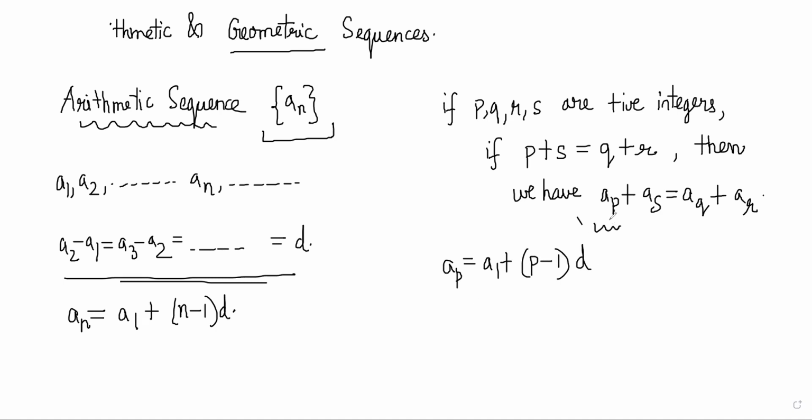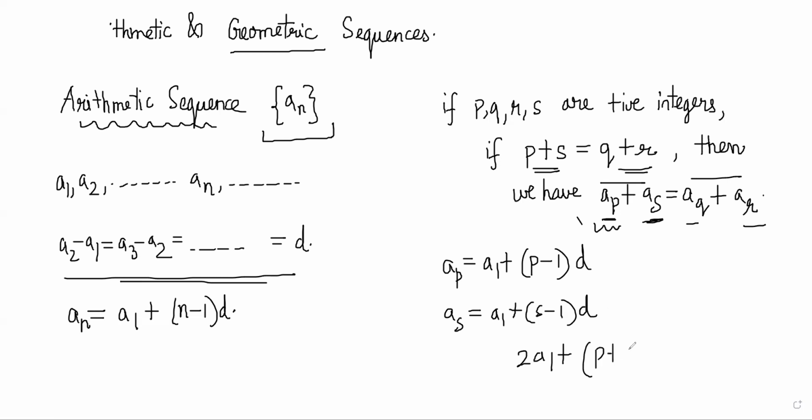This is the Pth term of the sequence. This is the Sth term. So AS would be A1 plus S minus 1 into D. And similarly, Q and R. So you can easily see that when you add both the left-hand side here and the right-hand side here, it will be matching, right? Because P plus S is equal to Q plus R, right? And here what you're getting is 2A1 plus P plus S minus 2 into D. And there you will get 2A1 plus Q plus R minus 2 into D. And P plus S is equal to Q plus R, right? So this is one interesting property of arithmetic sequences.